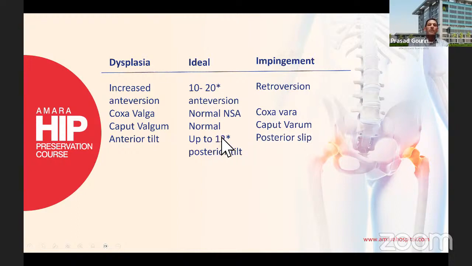The epiphysis should be tilted maybe up to 12 degrees posteriorly in a normal patient. Anterior tilt is dysplasia, and a posterior tilt, like a posterior slip, will cause impingement.